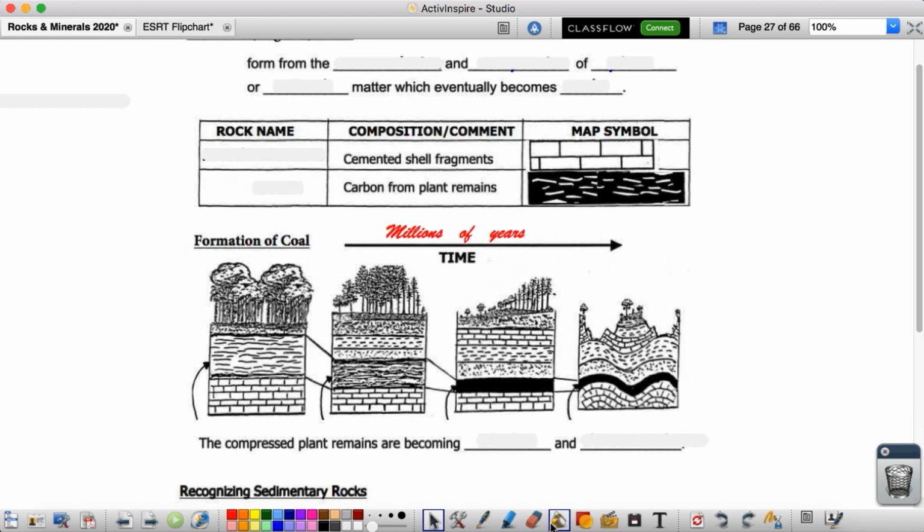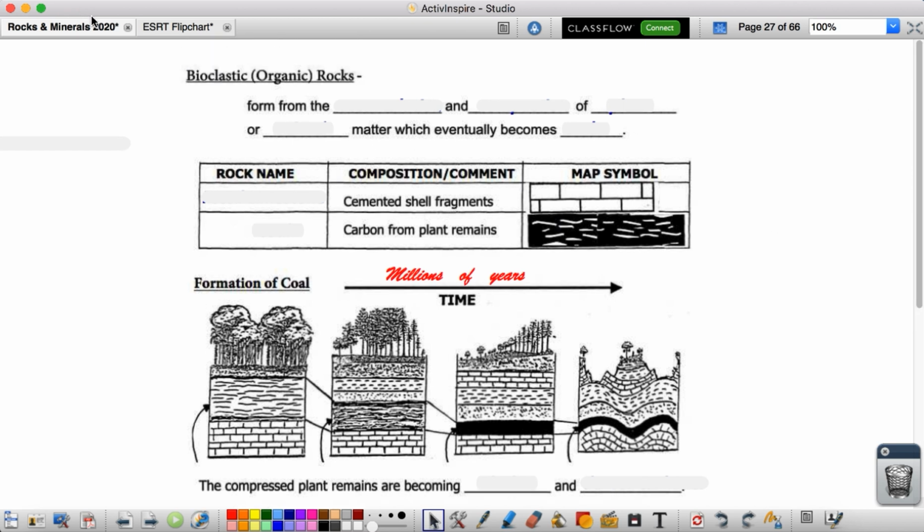So your organic or your bioclastic rocks, they form from the accumulation and compaction of plant or animal matter, which eventually becomes rock. So let's answer these. Which one has a symbol like this and is made from cemented shell fragments? I'll give you a hint. The shell fragments were originally calcite. So what is that rock? And your answer is, that rock was fossil limestone.